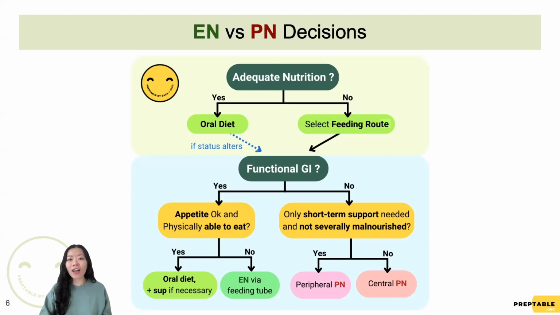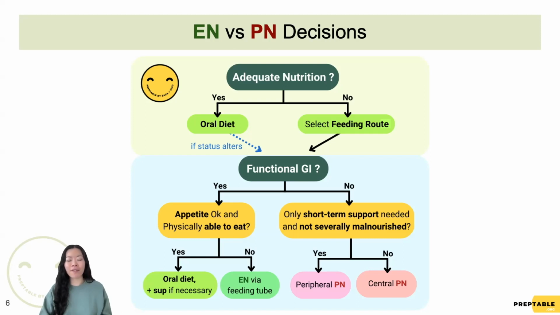If your patient does not meet energy needs, this is when you need to find the right feeding methods. This brings us to the second question. Does your patient have a functional GI tract? If the answer is yes, the GI is working, ask another question. Does my patient have a healthy appetite and is physically able to eat? If yes, then continue with an oral diet and add on supplements as necessary. If no, GI is working, but my patient can't eat, then we need EN via feeding tube.